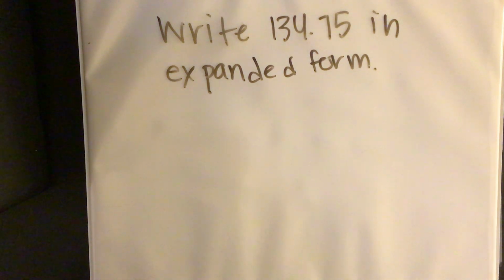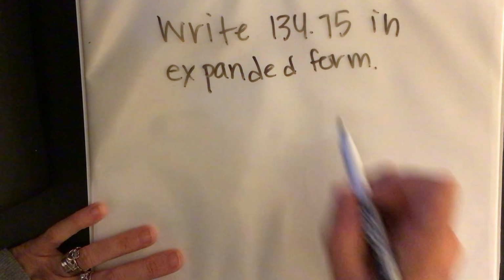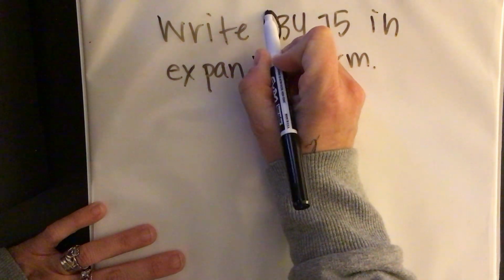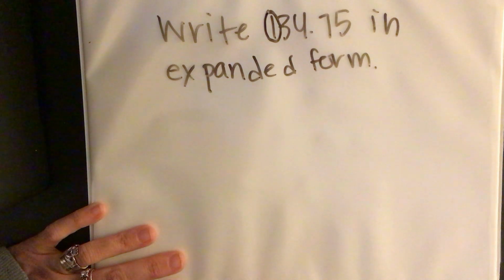All right, friends, I'm gone today, but I want to go over with you this retrieval practice. It says write 134 and 75 hundredths in expanded form. The first thing we need to do is look at this. We need to break that apart from the whole number.